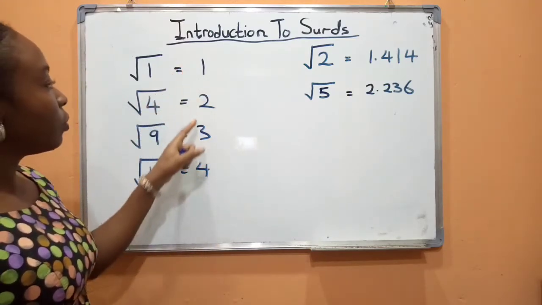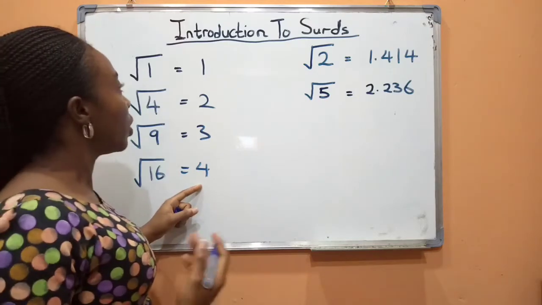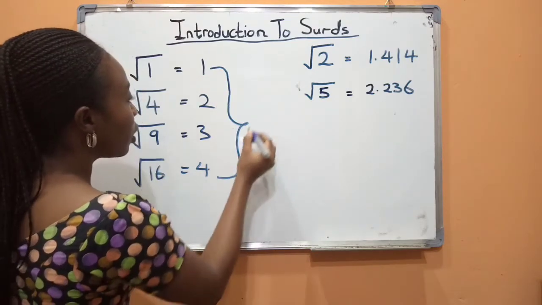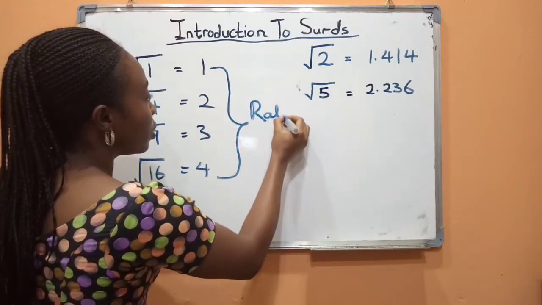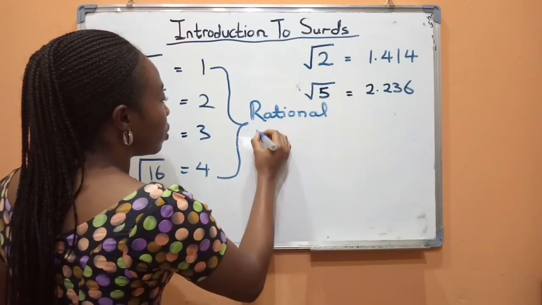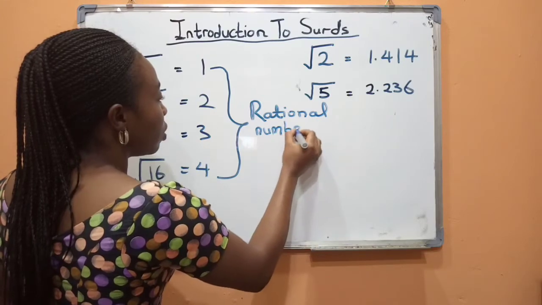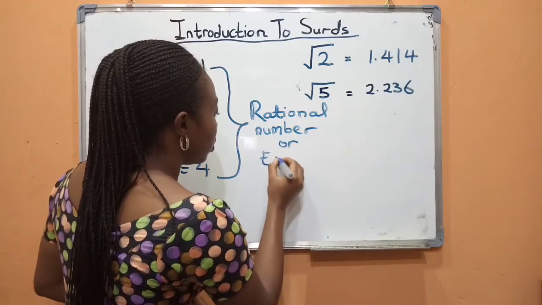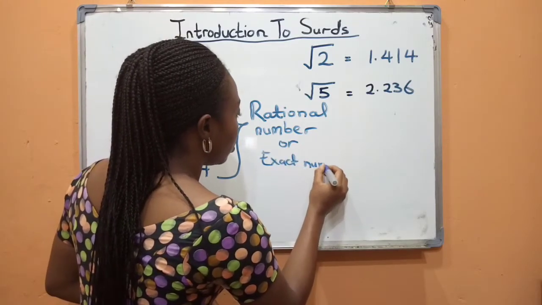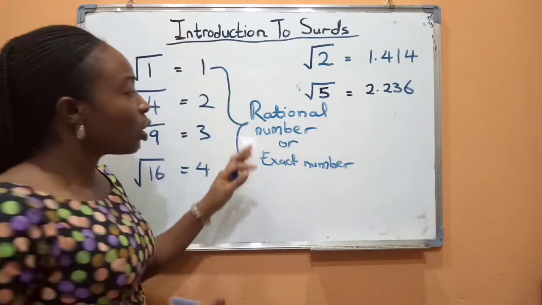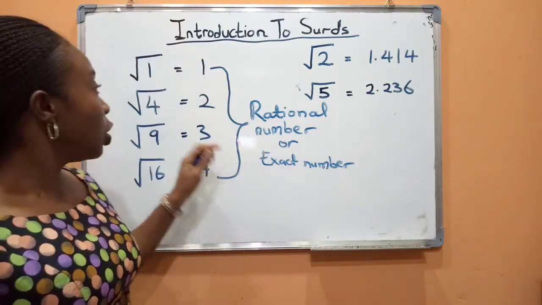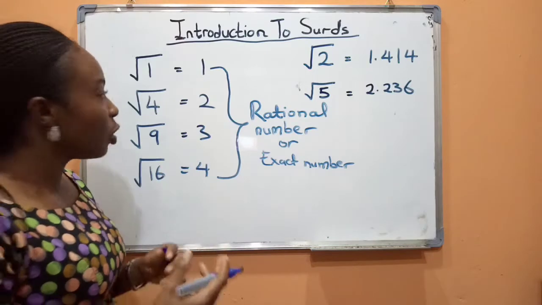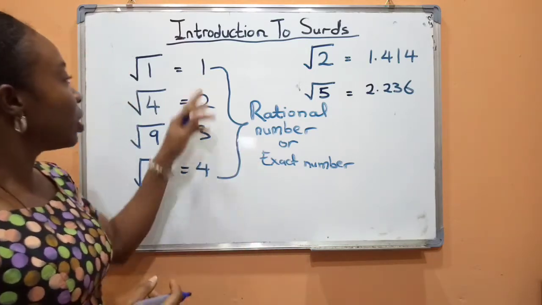If you take a look at these results we got, you're going to notice they are whole numbers, right? We don't have decimal numbers. So we can call these rational numbers, or we can equally call them exact numbers. They are called rational and exact numbers because the results we get are whole numbers. We get the exact numbers, we don't get decimal numbers.